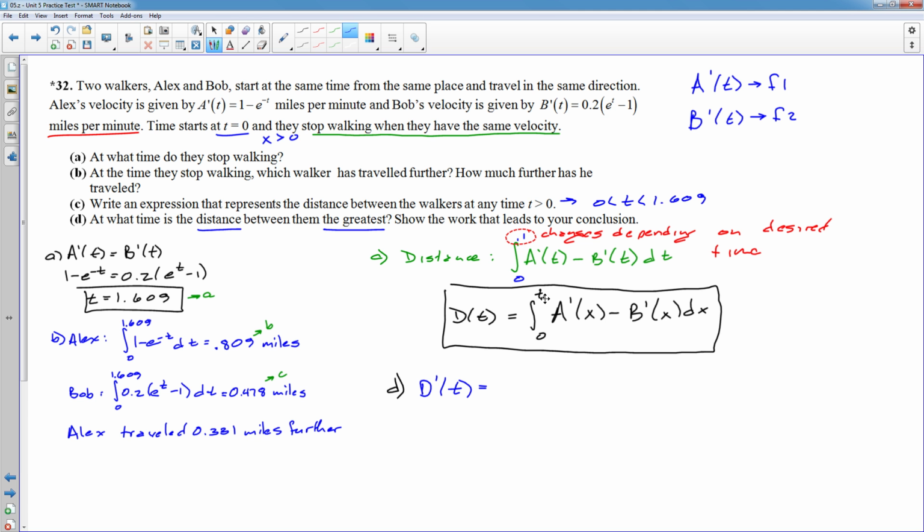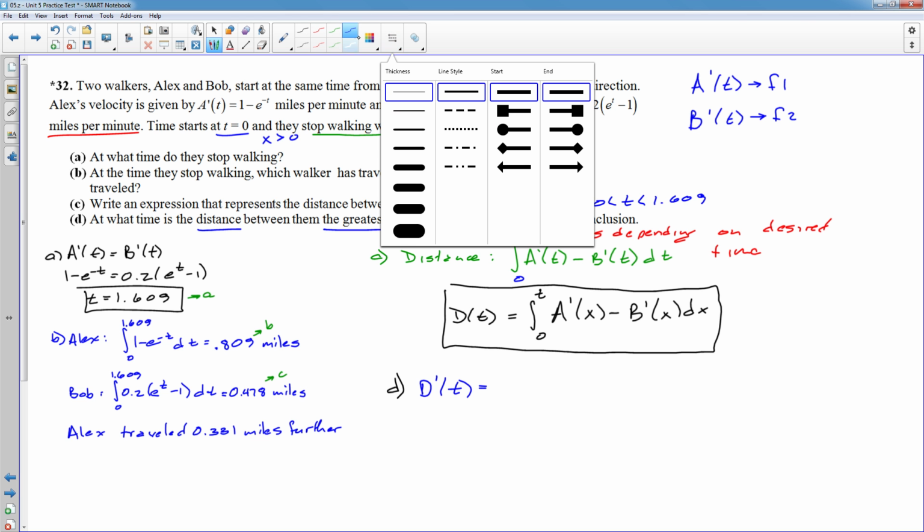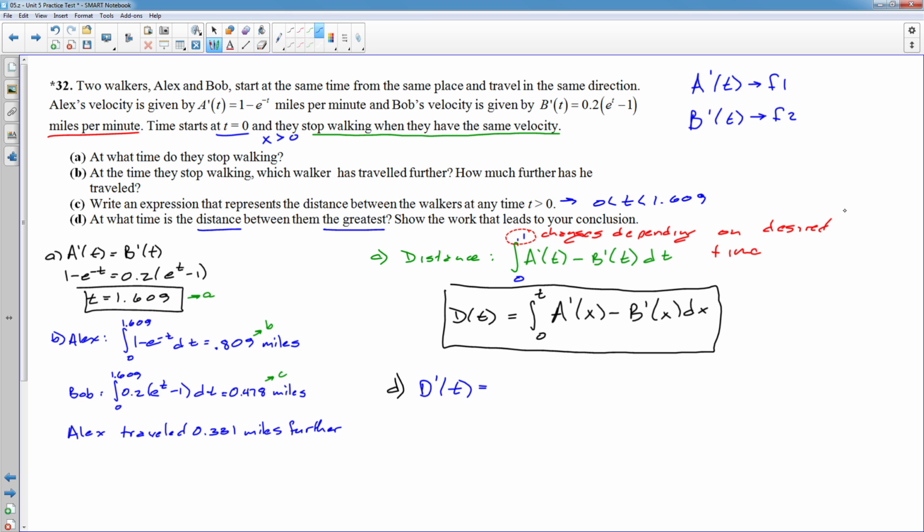And d prime of t, well, this is going to be easy because we're going to take our t and plug it in for the x's. So d prime of t is going to be a prime of t minus b prime of t, and we'll set that equal to 0. And we'll solve that equation, and that's going to give us our critical numbers. Well, that's going to be whenever a prime of t is equal to b prime of t.